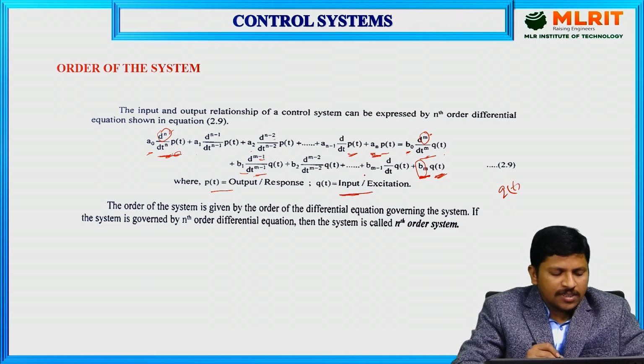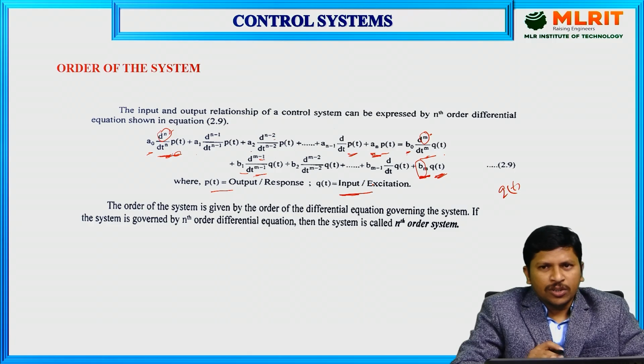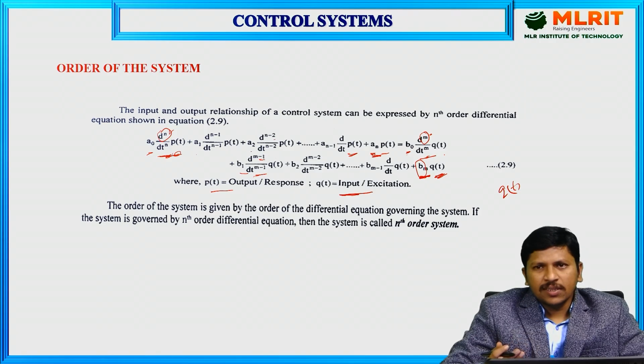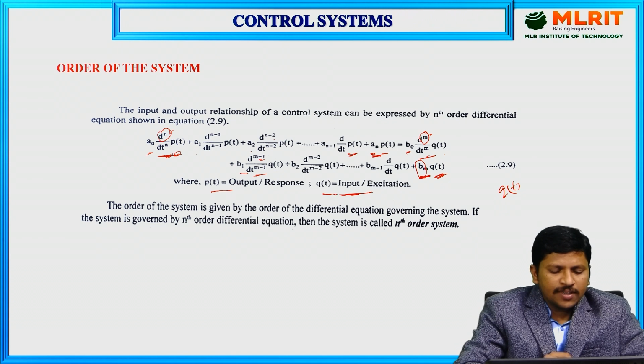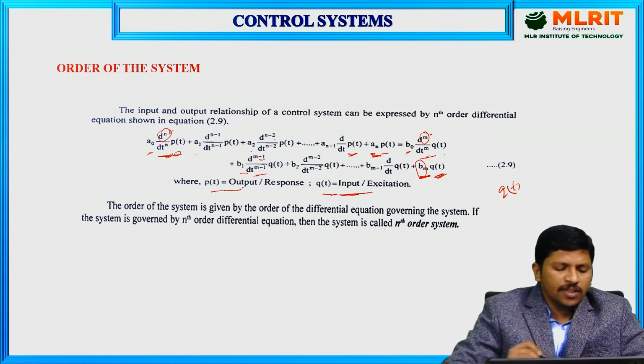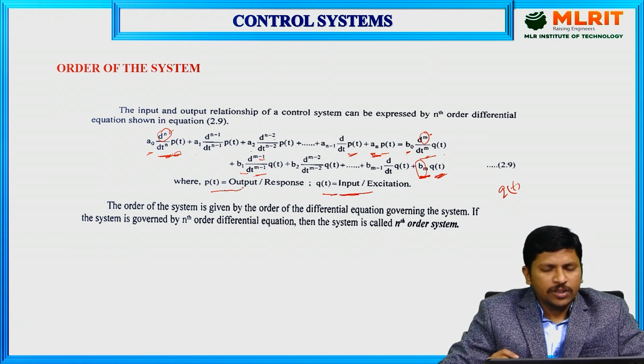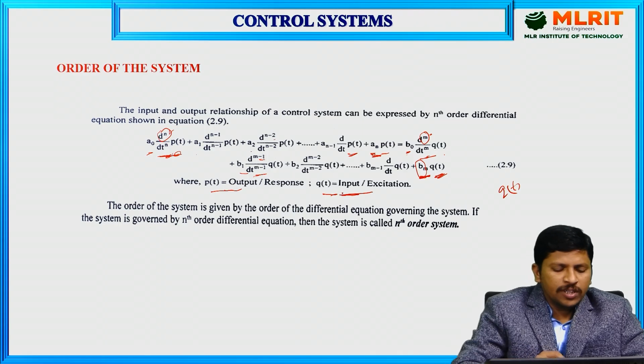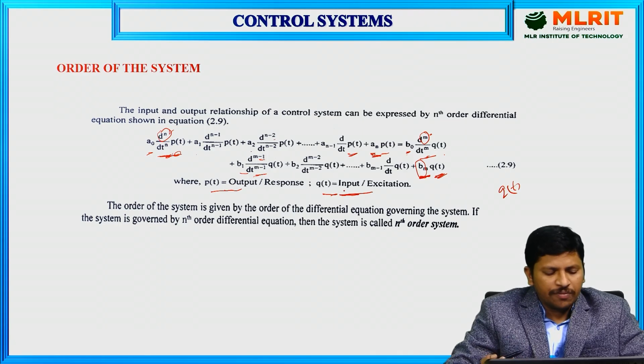Now I am going to arrange the output to input ratio, that is the transfer function of any system. Here q of t is the input and p of t is the output. The ratio of output to input is nothing but the transfer function of the system.